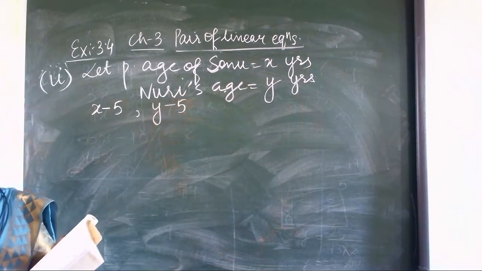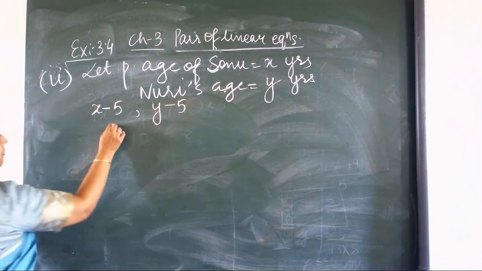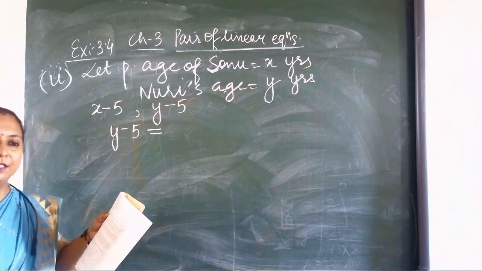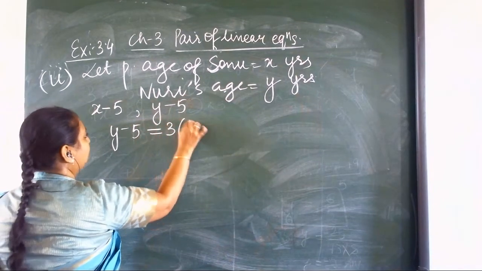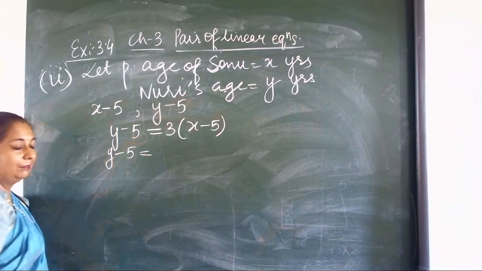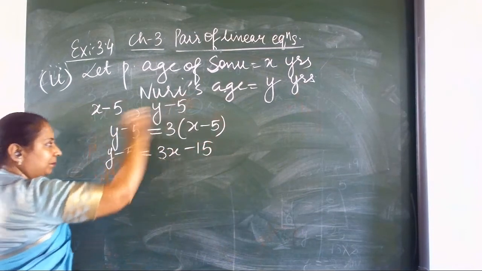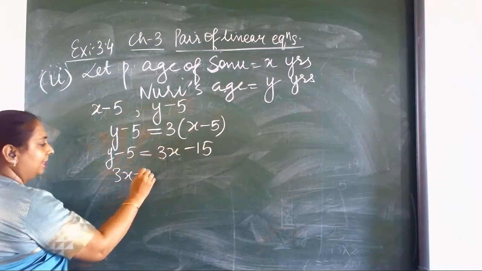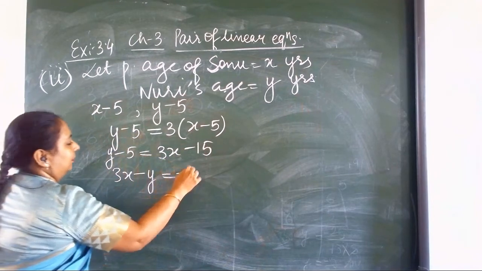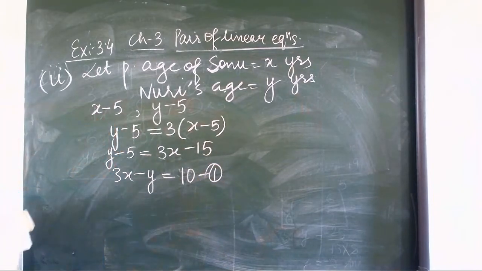But the condition is that 5 years ago the age of Nuri, y minus 5, is equal to thrice as old as Sonu. So 3 times the age of Sonu. Now simplify it. y minus 5 is equal to 3x minus 15. Now 3x is positive. We bring y to the right hand side, so y becomes minus, and 15 becomes plus 10. This is the first equation according to the first condition given.